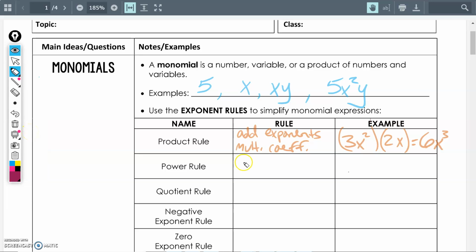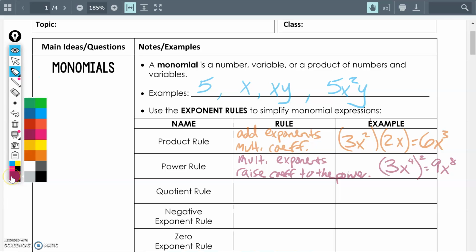Power rule. That's when we multiply exponents, and we're going to raise the coefficient to the power. That example may look something like this. Let's say 3x to the fourth all squared. We raise 3 to the second power to make 9, and we multiply these two exponents to make x to the 8th.